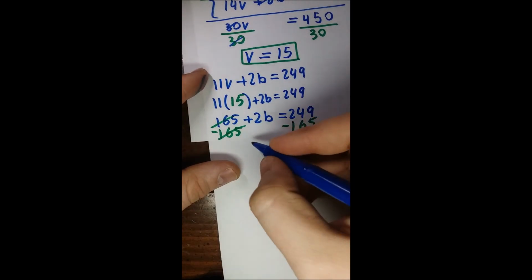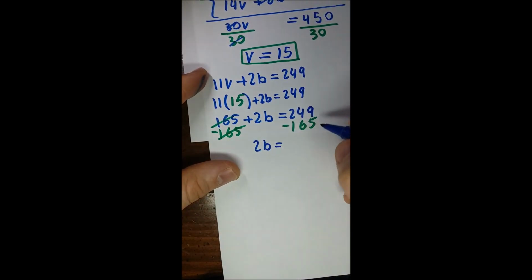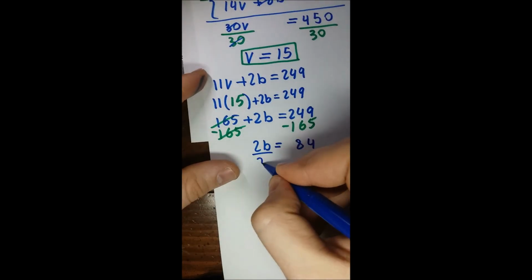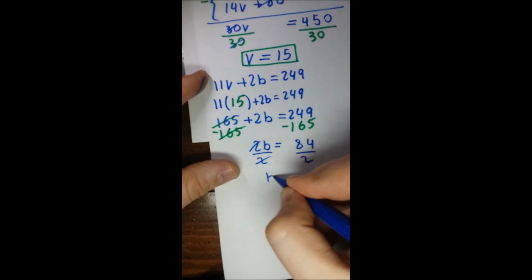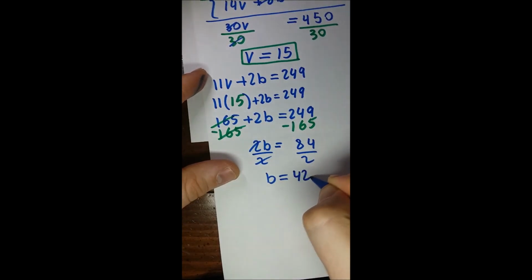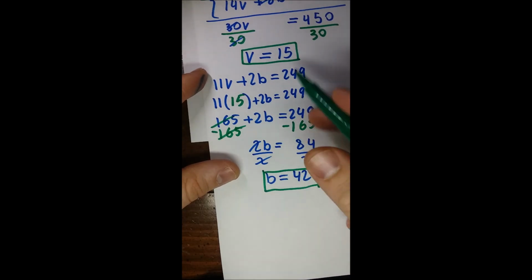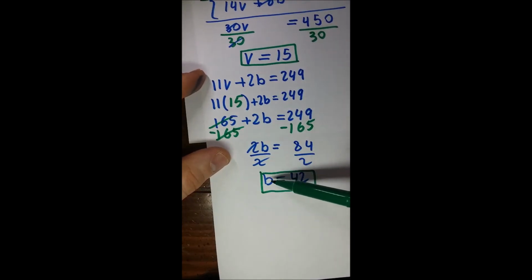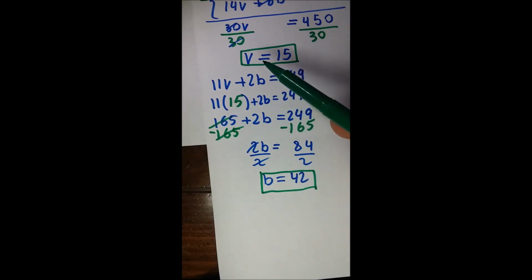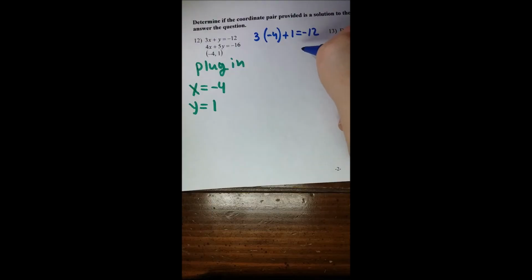So here you go. 2b equals 249 minus 165, which is 84. 2b equals 84. And so divide both sides by 2. b equals 42. That's it. So 42 is b and 15 is v. So that means buses can handle 42 people and vans can fit 15.